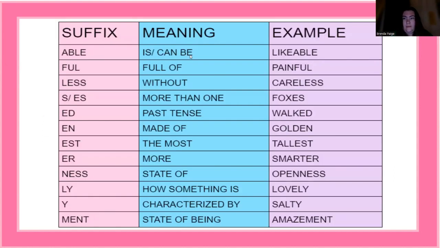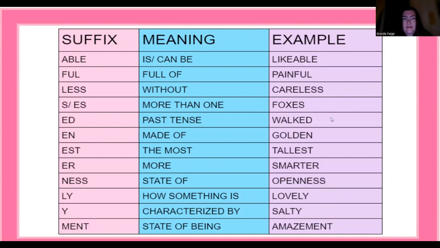Okay, class. Up here, I have common suffixes, their meanings, and an example. So, I think we should go through these one by one. I think that's the best way to tackle this. This suffix, able. It means is, or it can mean can be. In this example, does anyone know this word? Yes, it's likable. My dog is likable. Candy is likable. Can anyone else think of a likable word? Doable. Homework is doable.